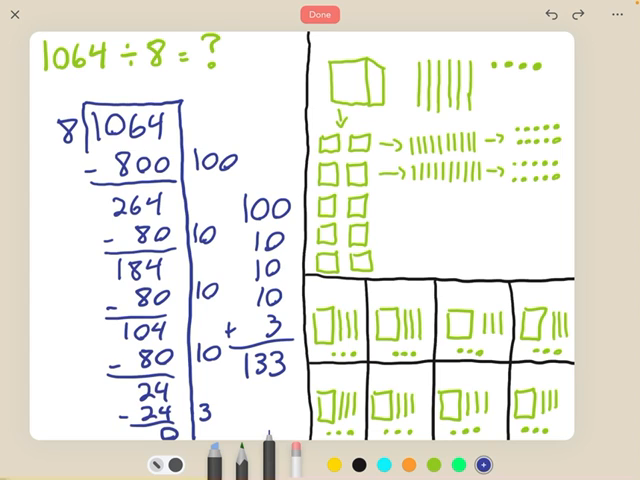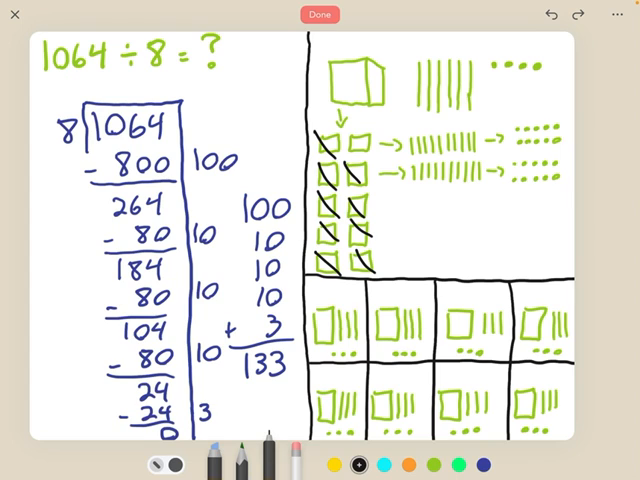Now to the other side of the paper, you'll see that I have drawn out some base 10 blocks. I started with a 1000 cube, which I then split up into 10 100 blocks, and I used 8 of those 100 blocks to put into my 8 groups below.